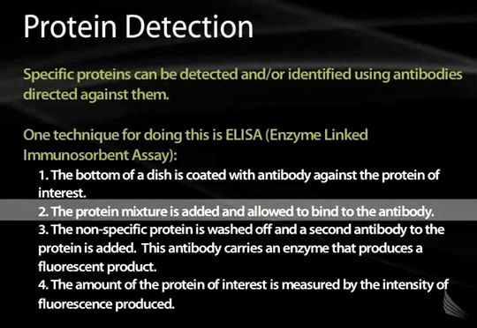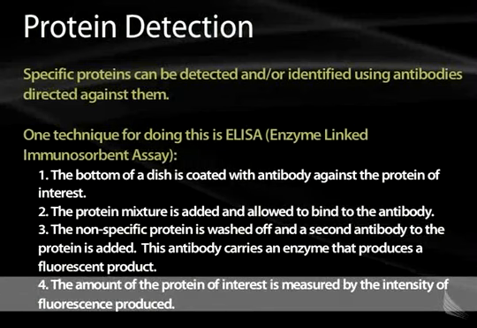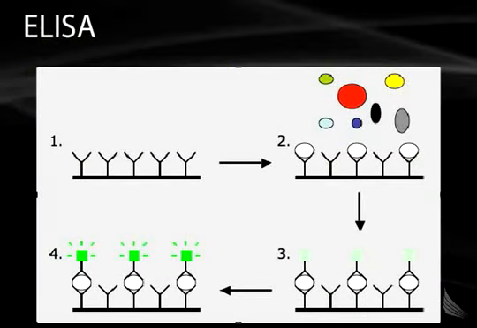Once that's bound, we can then wash off the other antigens that don't bind the antibody, and then we can add a second antibody. The second antibody has an enzyme on it that produces a fluorescent product. So the amount of the protein that we're interested in that's in the dish is measured by the intensity of the fluorescence produced by that secondary antibody. This is illustrated schematically on this slide.